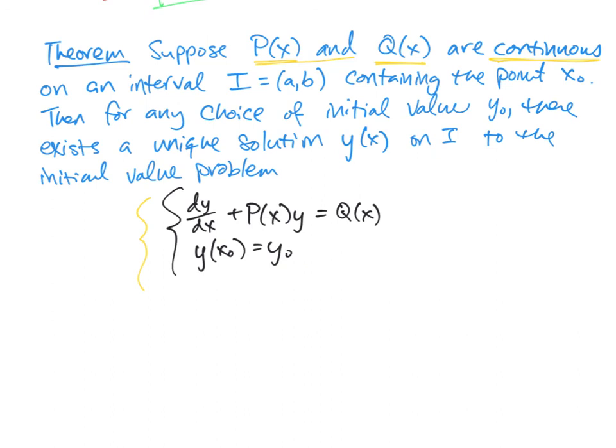But this proof, I'm not going to go through the proof because we essentially already proved it. This proof not only told you that a solution exists, it told you exactly how to find it. It gave you the formula for it. So this is actually a very strong theorem, and a good example of why linear equations can be pretty nice. You can find a solution and you know exactly how to do it.